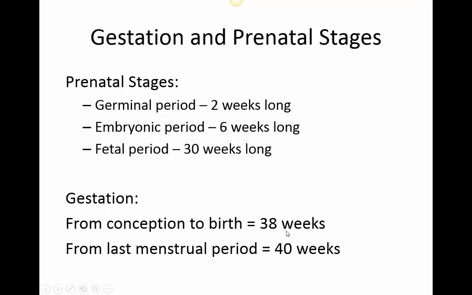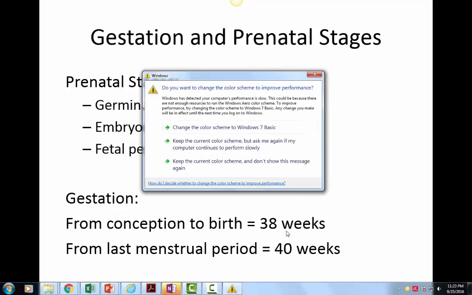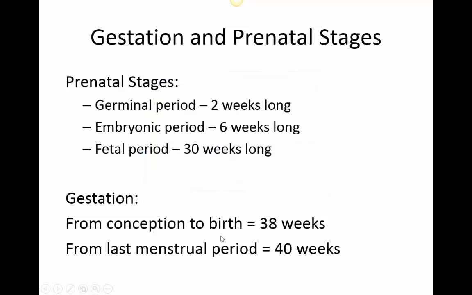Typically, in the clinical environment, they use the date from the last menstrual period. And if we do that, then we add another 2 weeks onto the gestational period. So we say that a woman is 40 weeks pregnant. But officially, those first 2 weeks are the period from the date of the first menstrual period to ovulation.